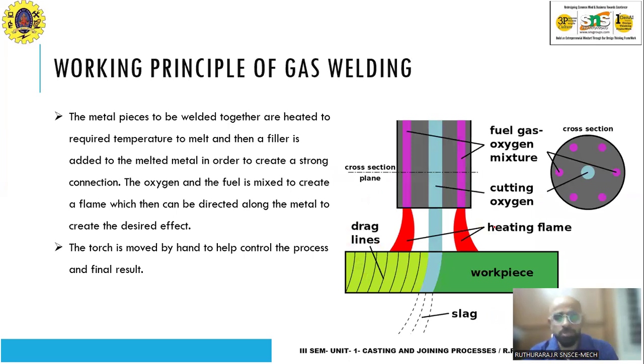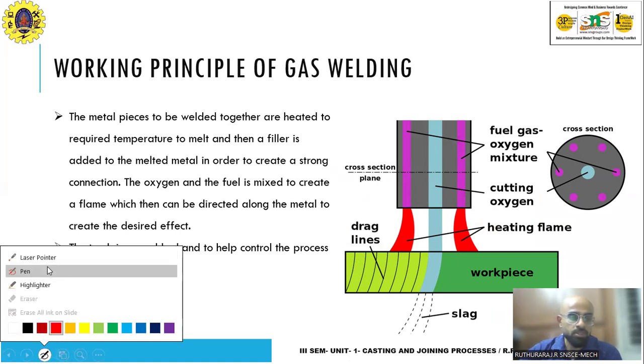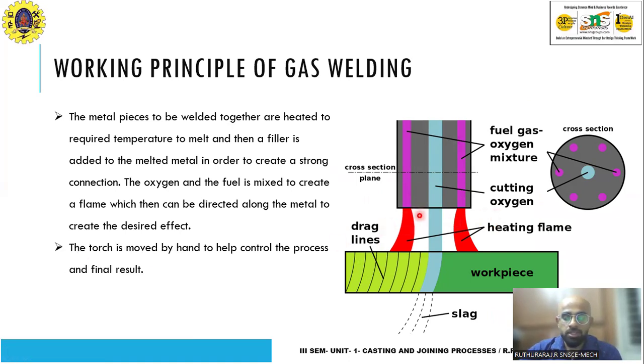As for the working principle of gas welding, the fuel gas and oxygen will get into the mixture and come out of the nozzle, which will in turn be lit to get fire. That heat is used to work the workpiece by melting it.